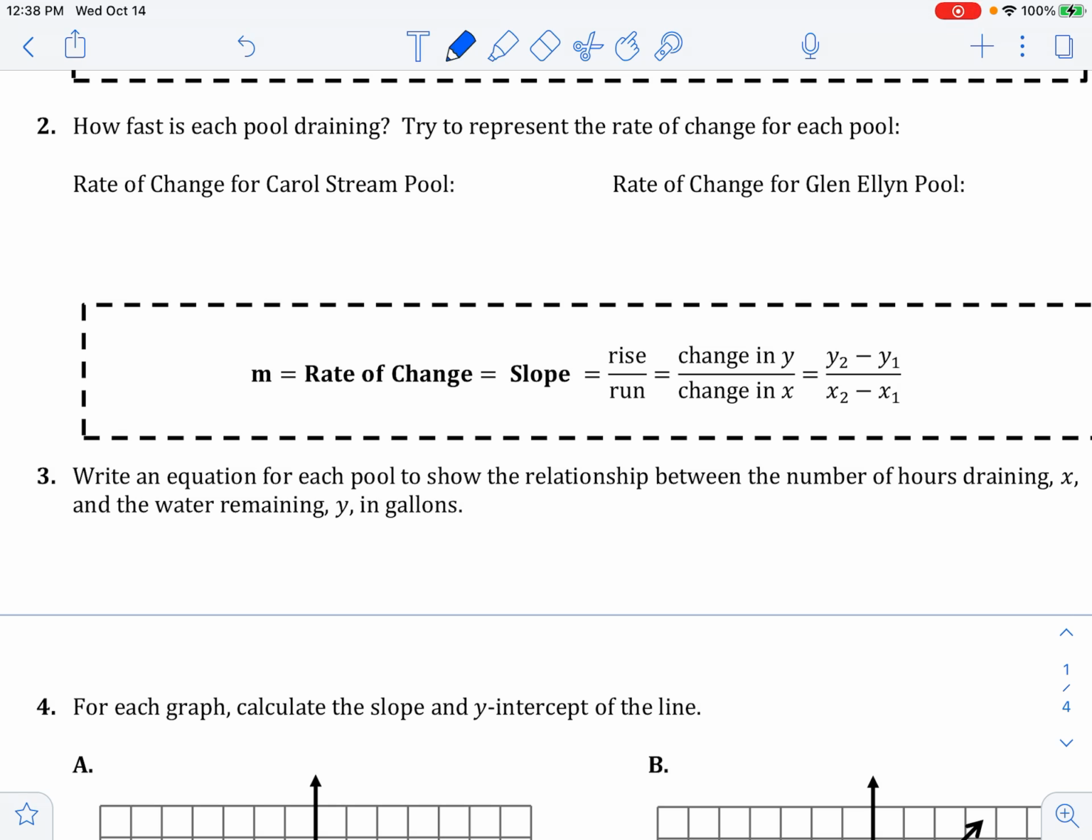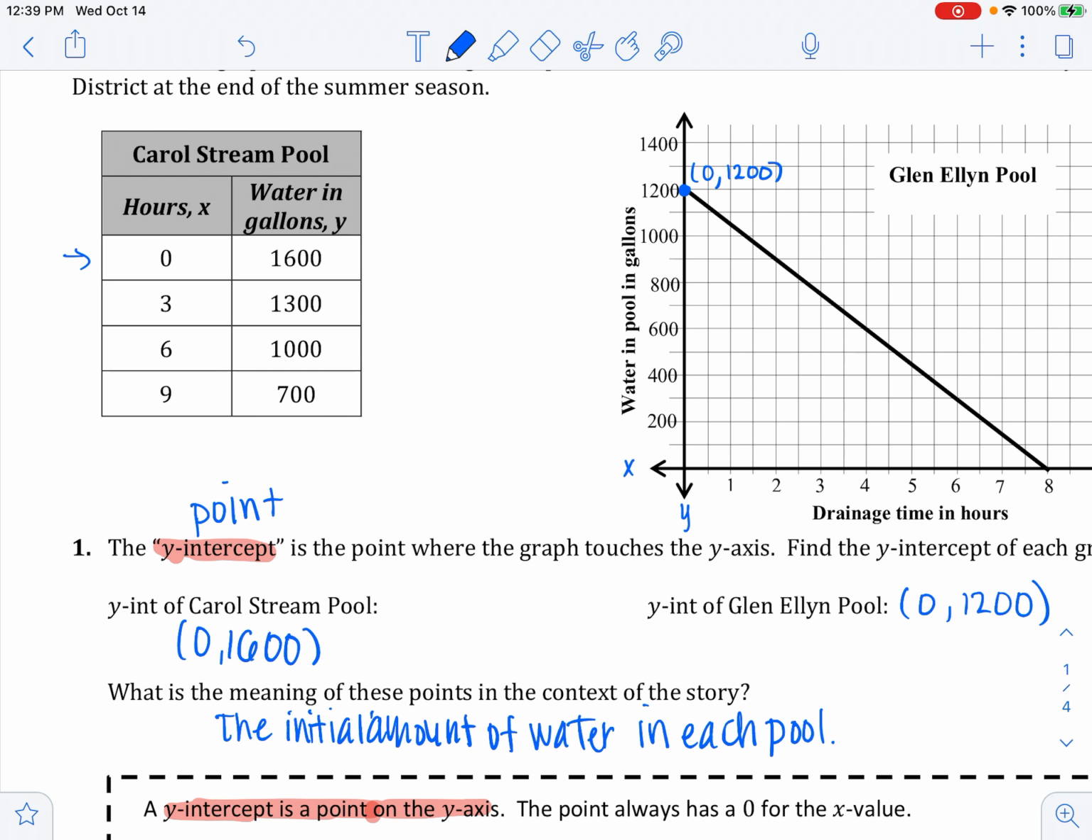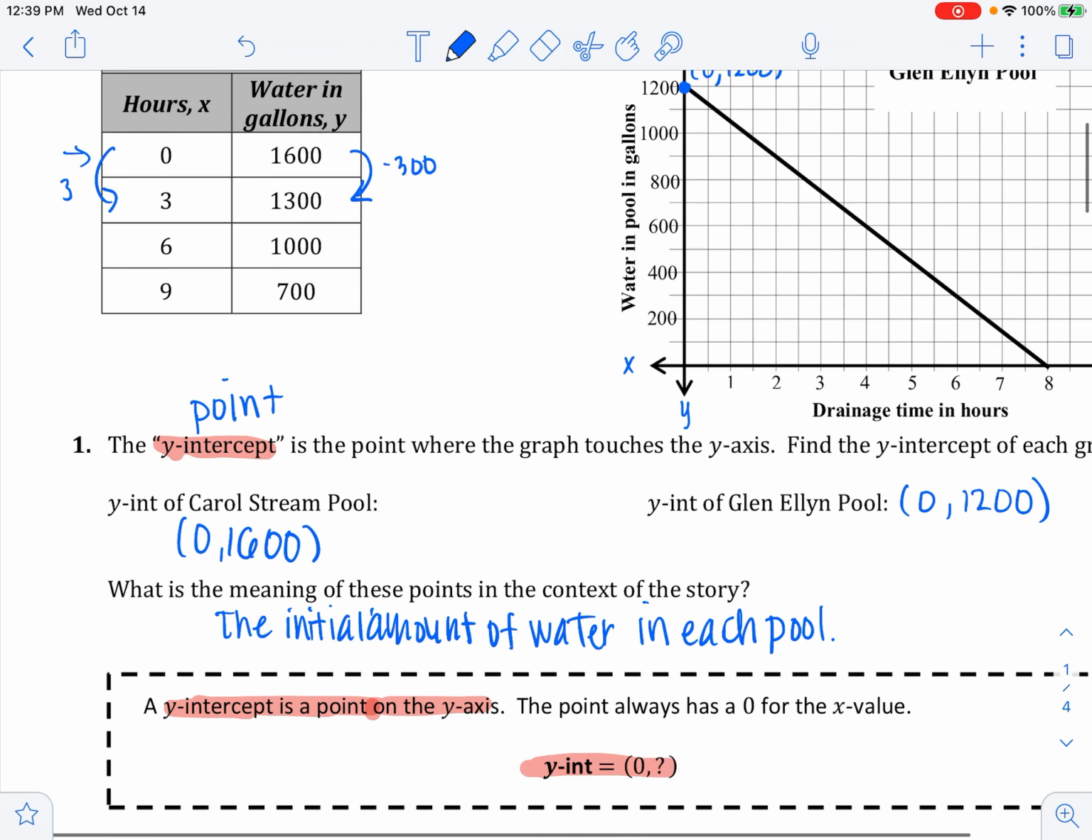All right, how fast is each pool draining? Try to represent the rate of change. So we'll actually be writing our rate of change right now. To find that rate, we have to look at how many gallons it's losing every hour, or how many gallons it's losing after a certain amount of time. So I should say hours, not minutes. After 3 hours, how many gallons have I lost? That's negative 300. You have lost 300, so that's why it's negative.